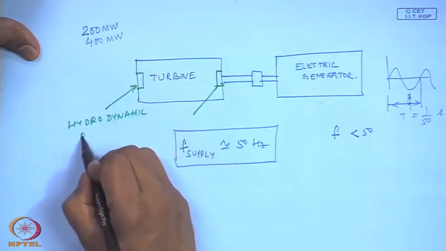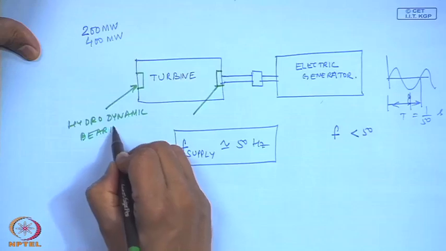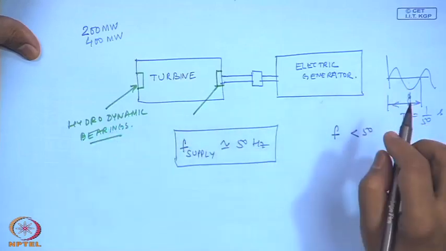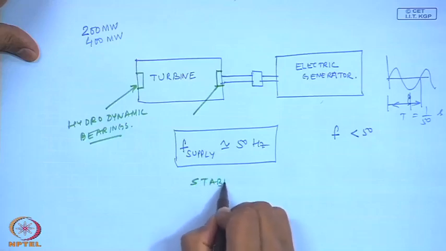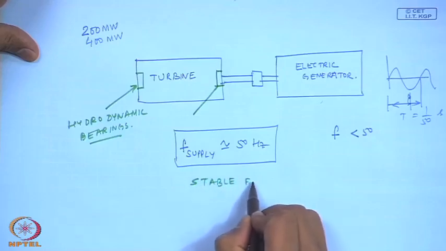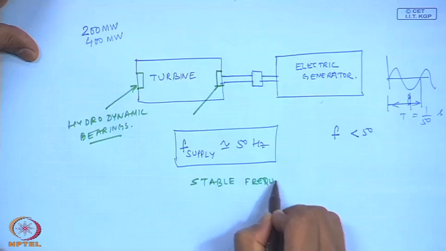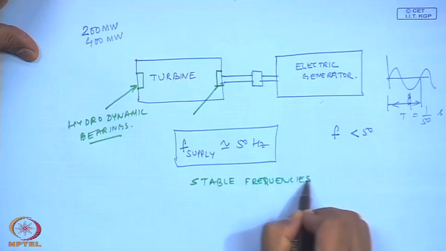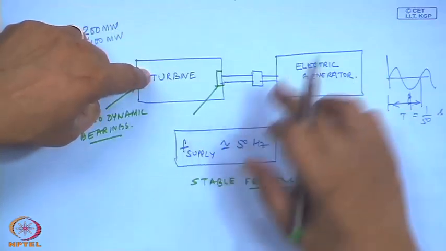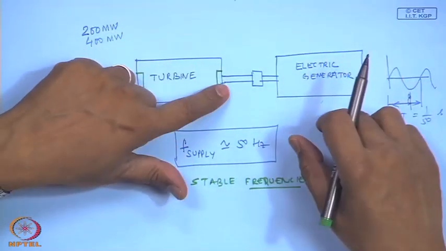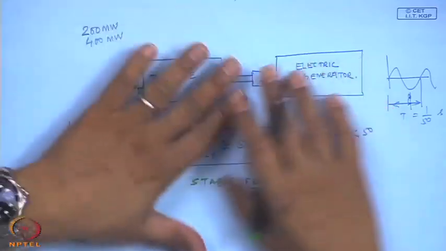Hydrodynamic bearings, okay, and there are a lot of mechanisms so that we operate them at stable frequencies, by frequencies I mean rotating speed. And so, if I give in more steam, it is going to rotate at high speeds, but then this has to be governed. So, I will not go into the controlling mechanism of such power plants, but it is pretty complicated.